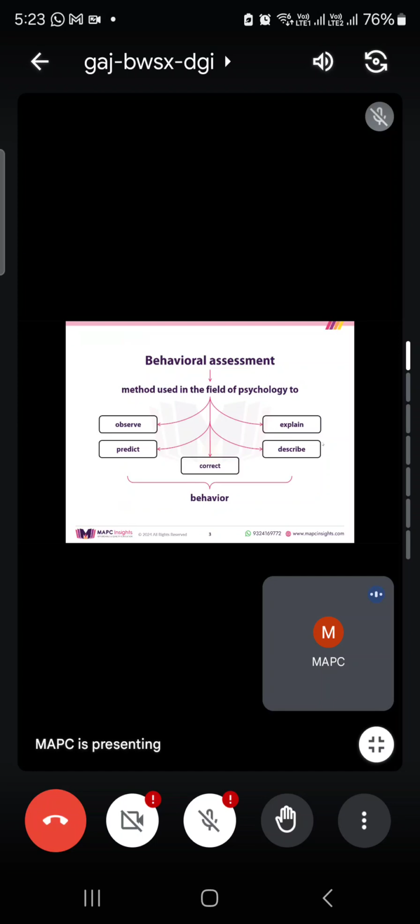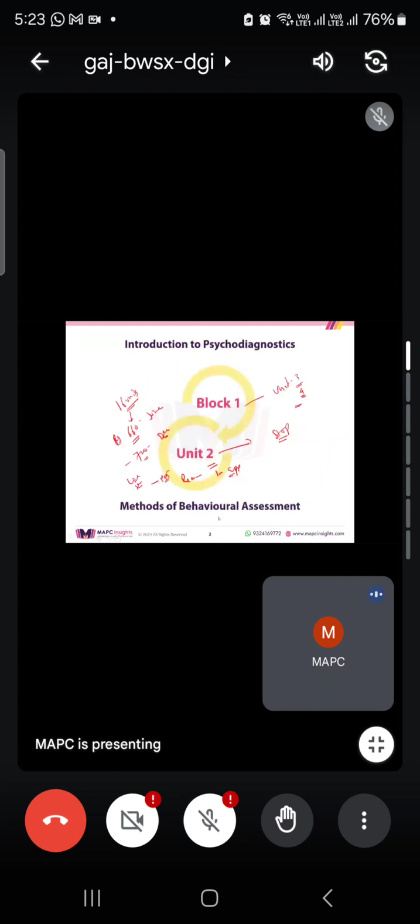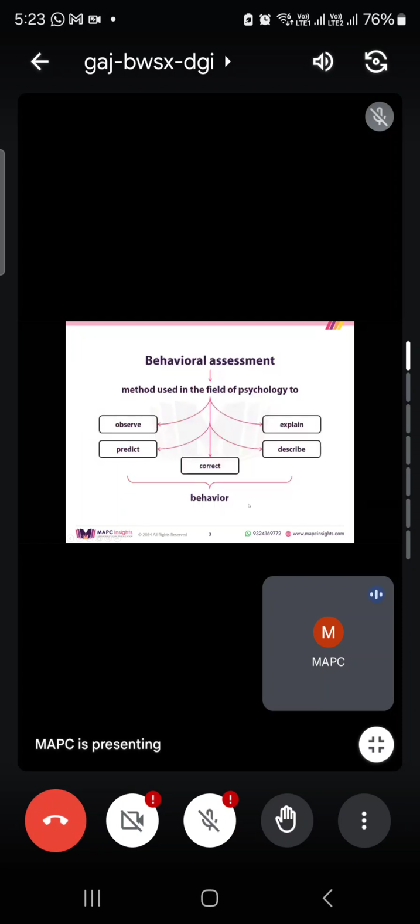So let's discuss these methods of behavioral assessment. Behavioral assessment methods are used in the field of psychology to observe the behavior, to predict the behavior, to explain the behavior, to describe the behavior, and to correct the behavior.